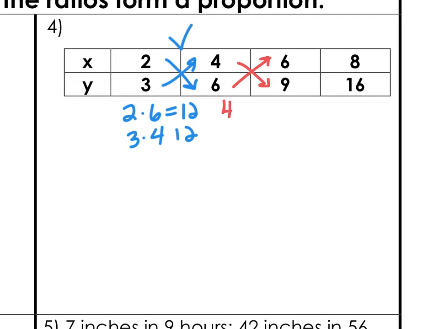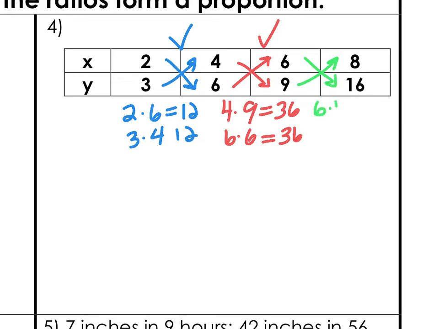So you can do them just side by side like I'm doing. 4 times 9 and 6 times 6. Those are both 36, according to my inside brain math multiplication tables. So those are equal. Notice that these are 12 and these are 36. That's okay. That doesn't matter. What matters is that the ratios are equal. 2/3 is equal to 4/6, and 4/6 is equal to 6/9. Now we're going to do 6/9 and 8/16.